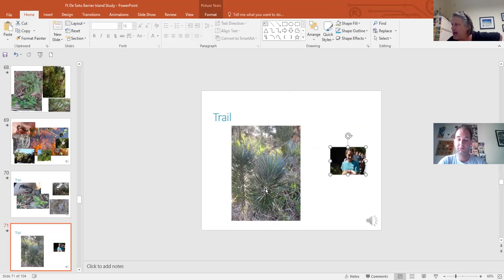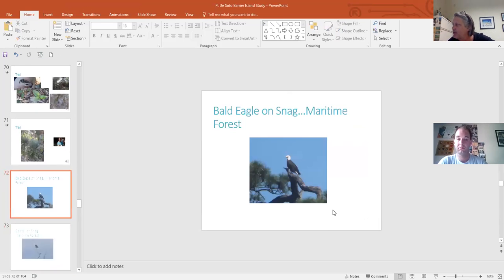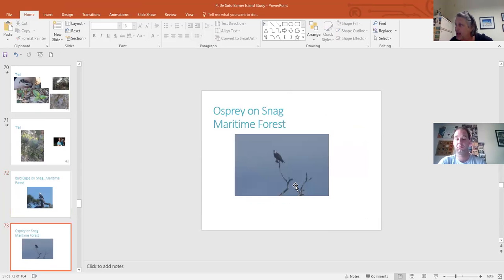Here's a Spanish bayonet, very prickly, grows in that habitat. A snag is a dead tree that birds use to nest and hunt with. So there's a bald eagle on a snag, and here's an osprey on a snag.